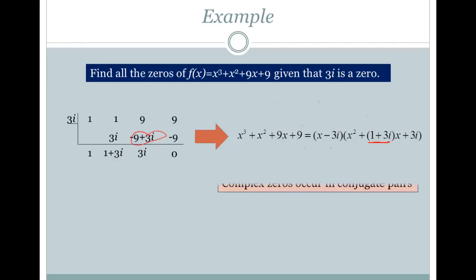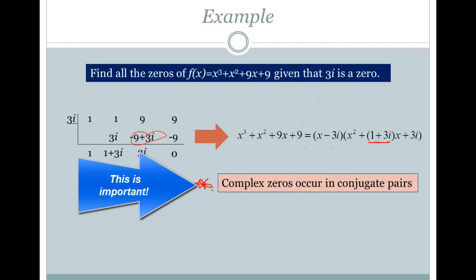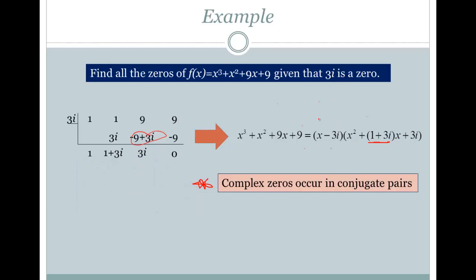Now, if I continue, I got to make use of this fact right here. This is going to save us some time, so make sure you know it. Complex zeros occur in conjugate pairs. So if 3i is a 0, this right here tells me that negative 3i is also a 0. And so let's make use of that fact. So what I want to do is now I want to factor this part, making use of the fact that negative 3i is a 0.